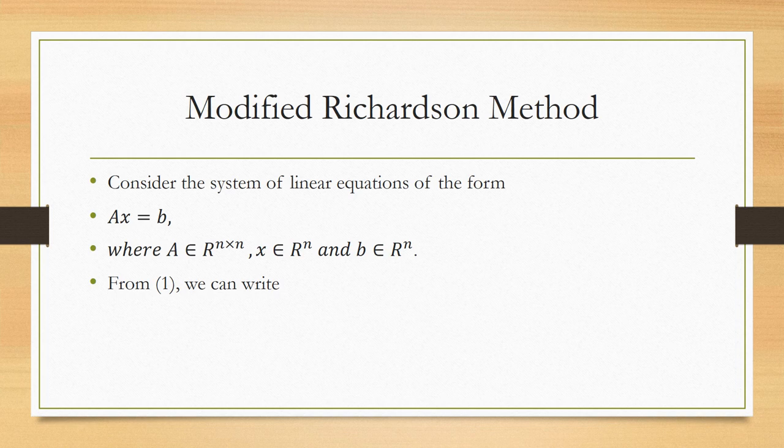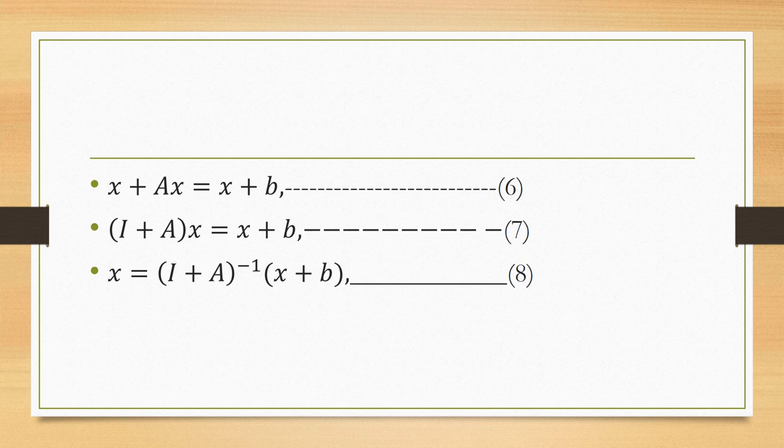The modified form of Richardson method is given as follows. We consider the system of linear equations in the form of Ax is equal to b. And if we add x on both sides, it takes the form as mentioned in 6. And from 6, we obtain 7. And if we pre-multiply I plus A inverse on both sides of 7, we obtain the relation 8.